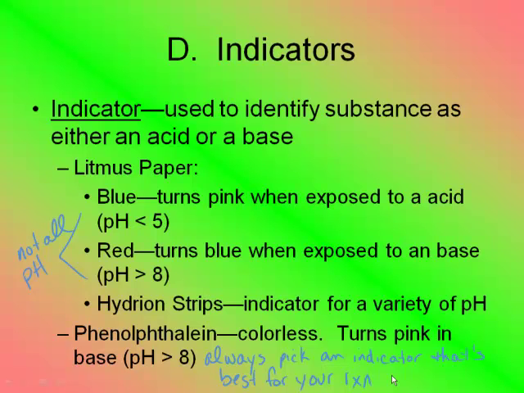So indicators, it's a science. You just look at the chart. They actually have a chart of indicators. You look to see, okay, it's going to be yellow at this pH, green at this pH. Perfect, that's what I want. And that's how you pick an indicator.